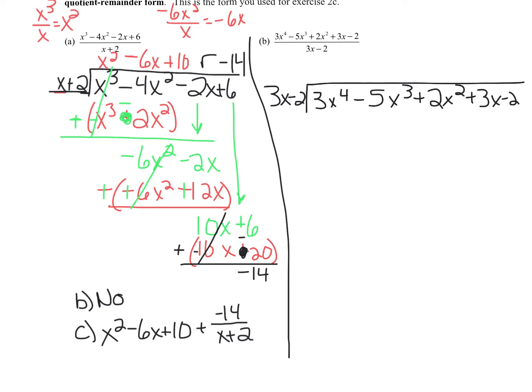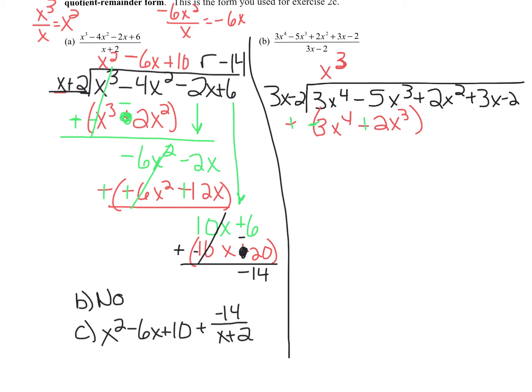So 3x goes into 3x to the fourth x cubed times, because I need x cubed to get up to x to the fourth. I don't need a 3, it's already there. So I multiply it out, 3x times x cubed is 3x to the fourth. Negative 2 times x cubed is negative 2x cubed. Then we subtract, and we'll change our signs.